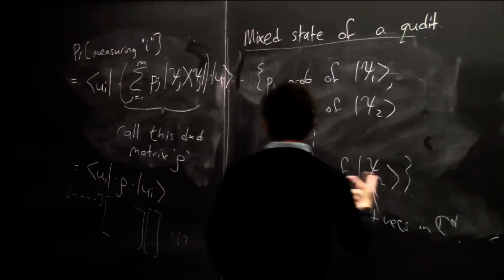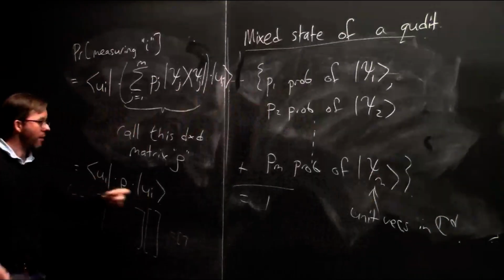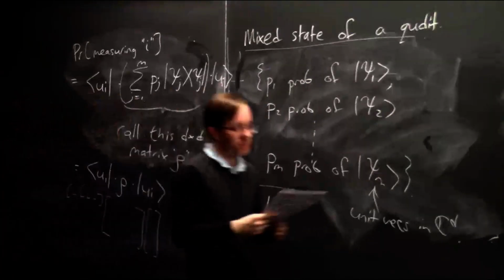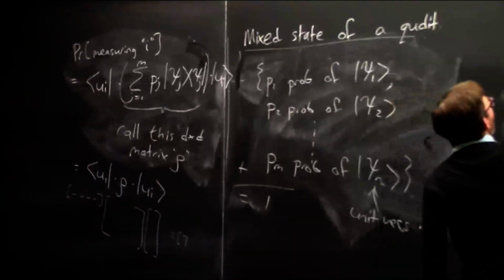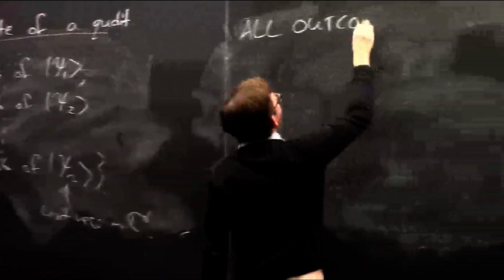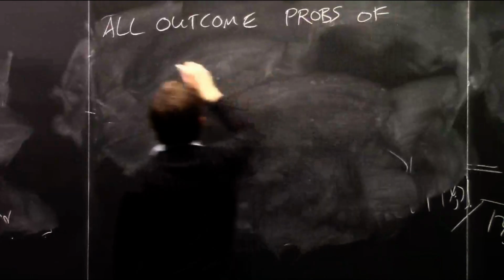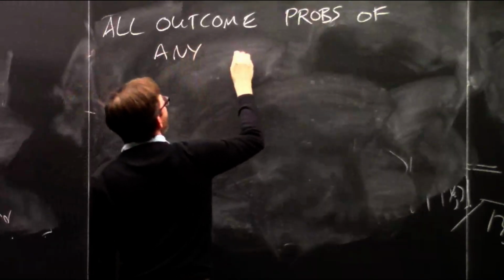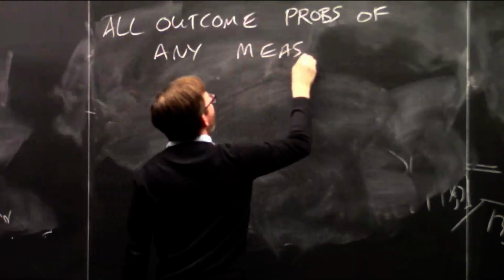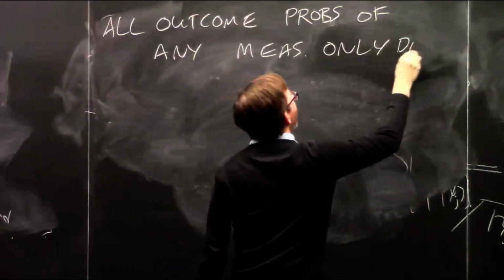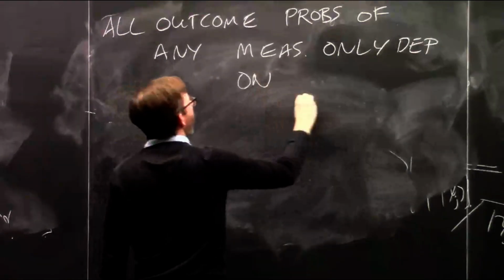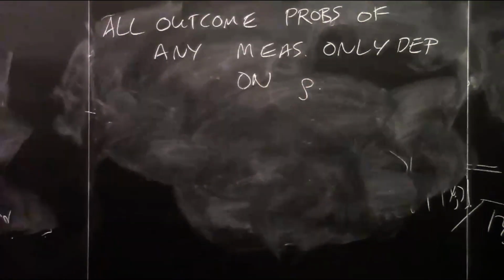Again, this matrix has nothing to do with the basis you measured in. I mean, the basis that you measured in only comes in when you're trying to compute something based on this matrix. So all the outcome probabilities of any measurement only depend on rho. In other words, this one matrix encodes everything you need to know about the state to predict anything about what will happen to this d-dimensional particle.